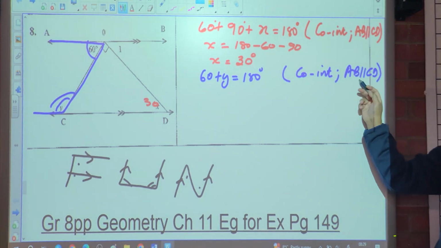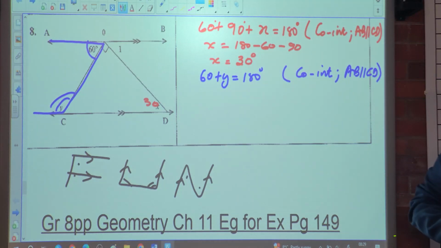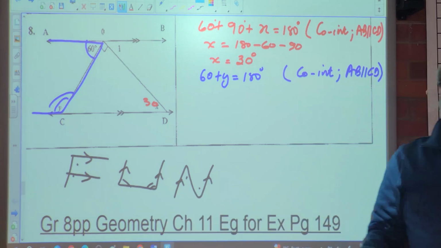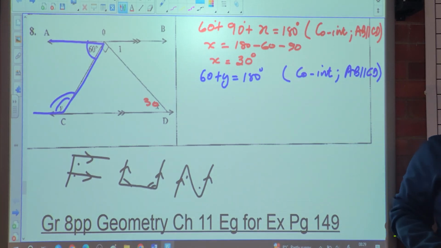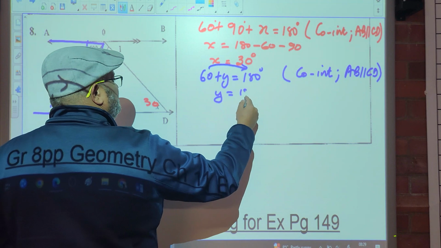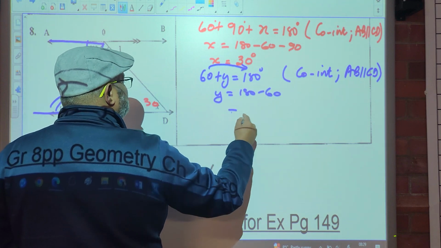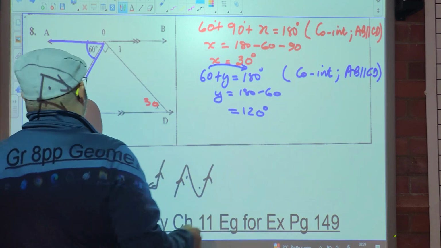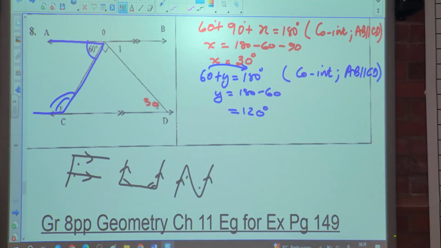Again, if you leave this part out, you're not going to get the reason mark. Whenever you use corresponding, co-interior and alternate angles, we must state which lines are parallel. You guys understand? We solve for Y, a simple equation again. So Y is equal to 180 minus 60, which is 120. Alright? You all understand?